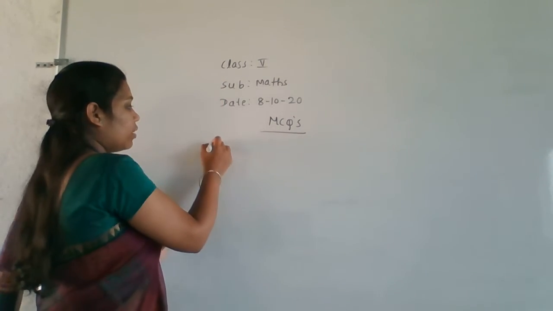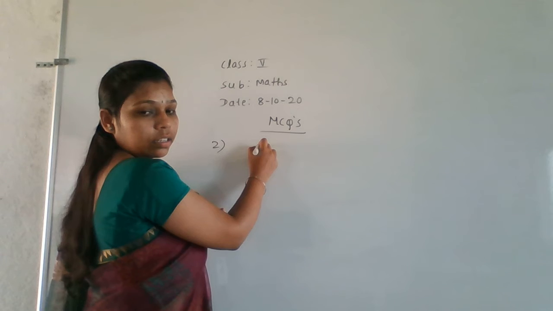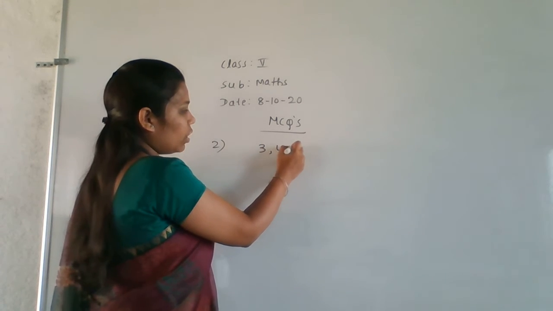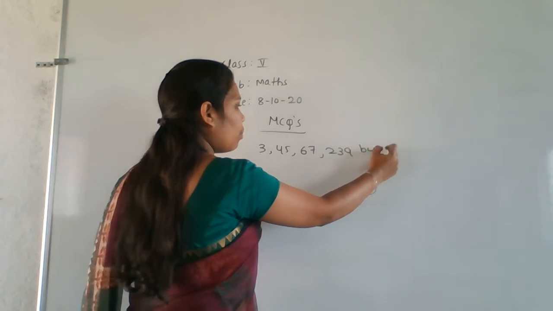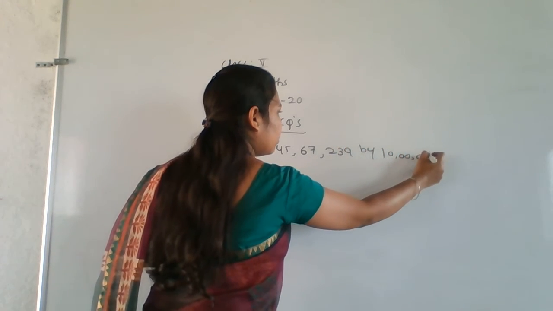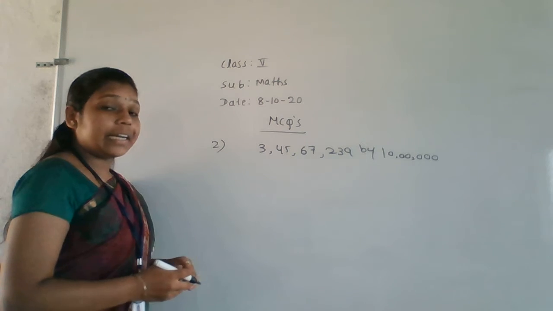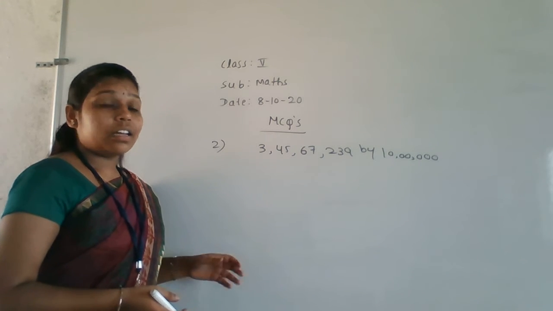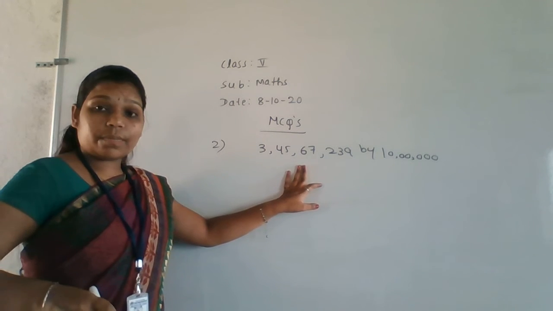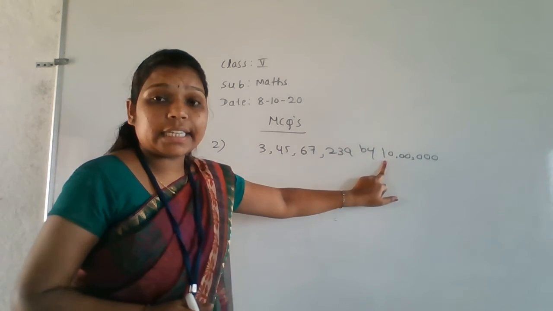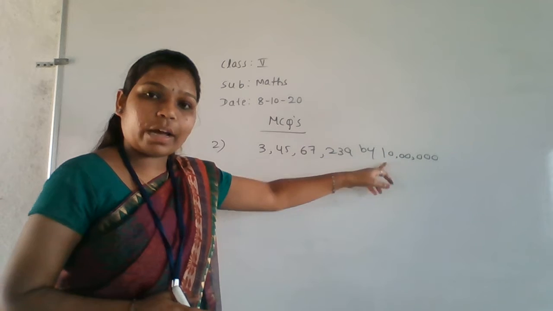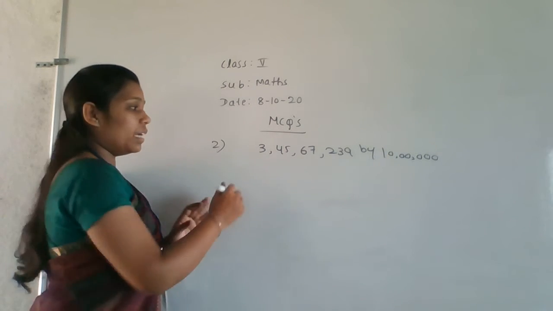Okay. So the second one they have given here is 3 crore 45 lakh 67,239, exceeded by how much? 10 lakh. By 10 lakh it is exceeding, means the value is greater than this value by 10 lakh. So you have to add 10 lakh to this number. You will get the answer.